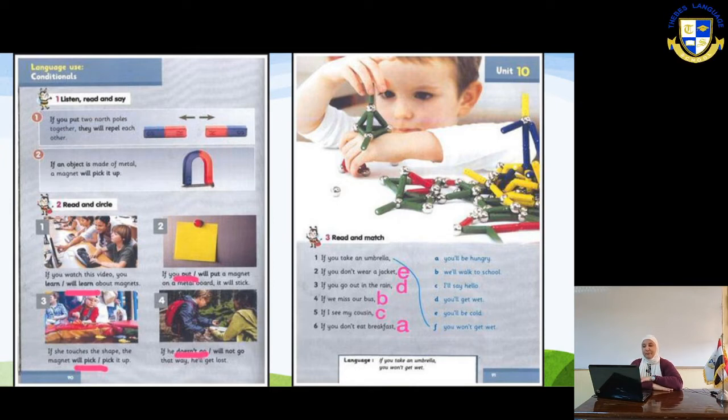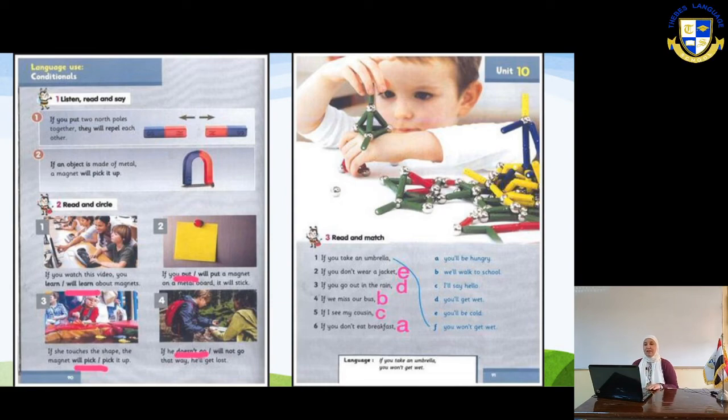Number 5, if I see my cousins, I'll say hello. Number 6, if you don't eat your breakfast, you will be hungry. So, with those examples, I think you can understand what I mean with conditionals.